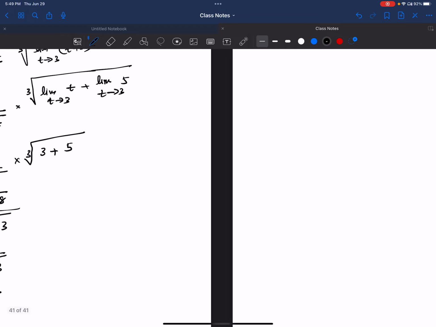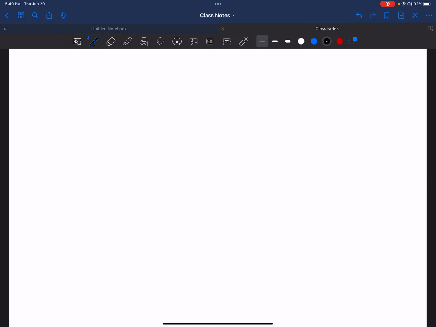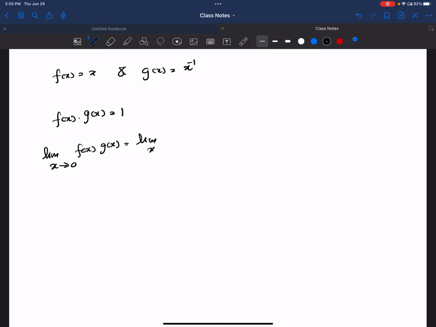so one other thing that I wanted to show you is sometimes you cannot use product rule. For example, if you have f of x equals x and g of x equal 1 over x, f of x times g of x is equal to 1. And if we find limit x goes to 0, f of x g of x, that's limit x goes to 0 of 1, which is equal to 1.